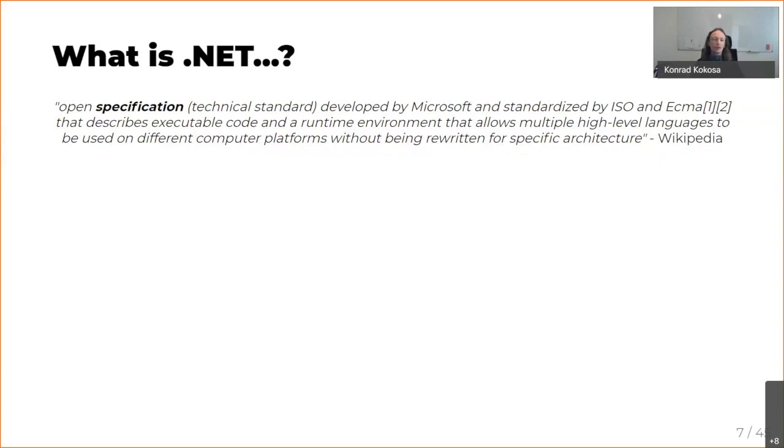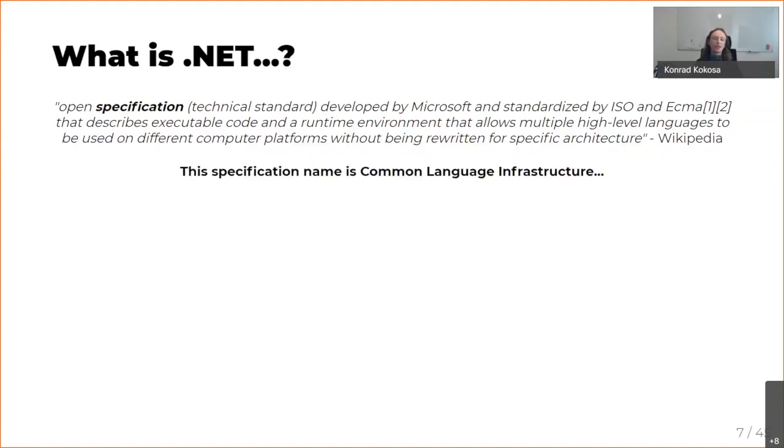And to have a .NET runtime implementation, first of all, we need an answer to the question of what .NET is in the end. From a formal perspective, it is just a specification. .NET, we can say, is an open specification, a technical standard developed by Microsoft, obviously, that is standardized in ISO and ECMA documents, saying what it is in the end, describing executable code and the runtime environment and all the stuff that needs to be implemented to say that you have an implementation of .NET.